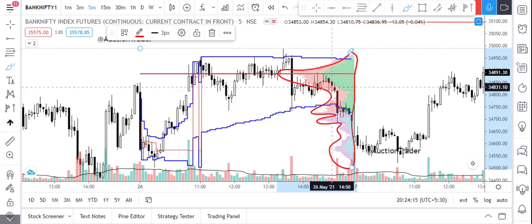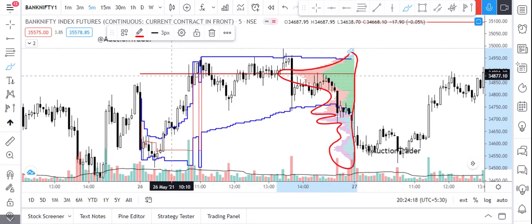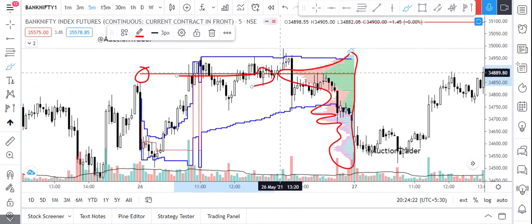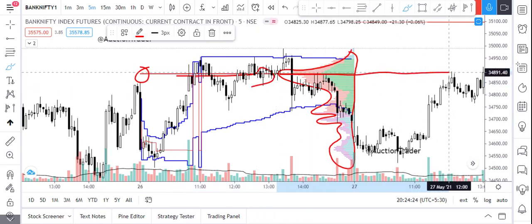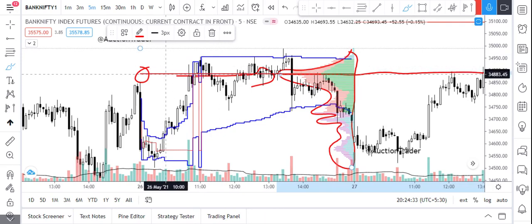So what we deduce from here, after the closing of that day, is that this red line marks the highest volume for the day. That means at this price level, that is 34,888, some major activity has happened. So that price level becomes very important for us.